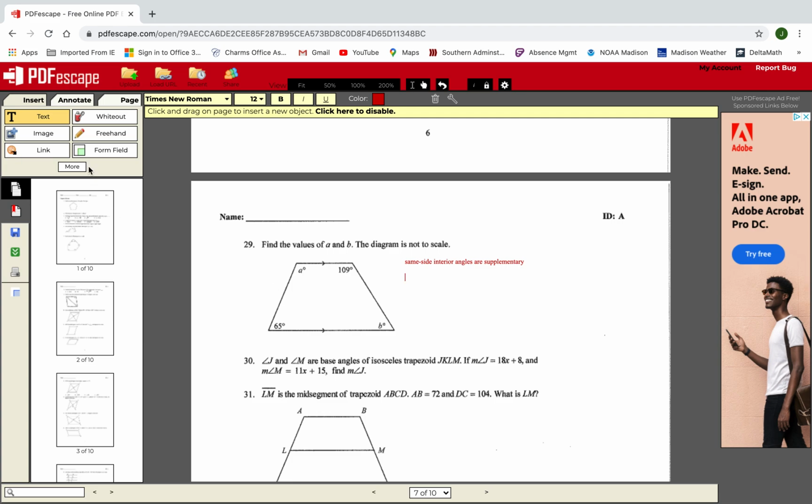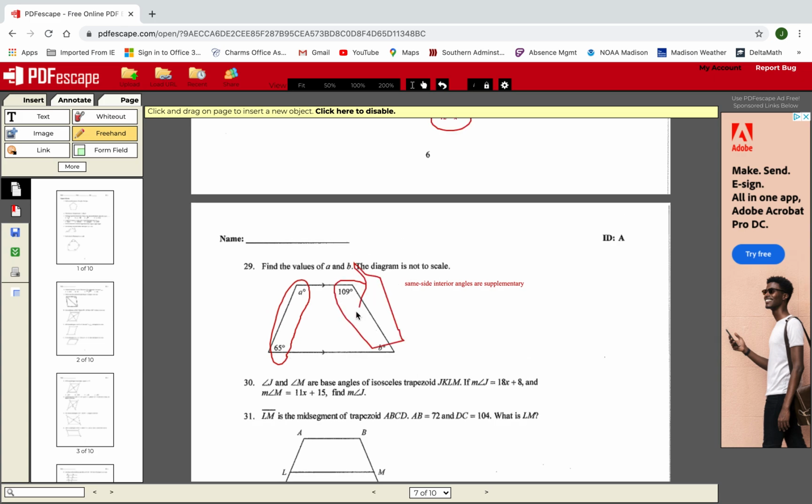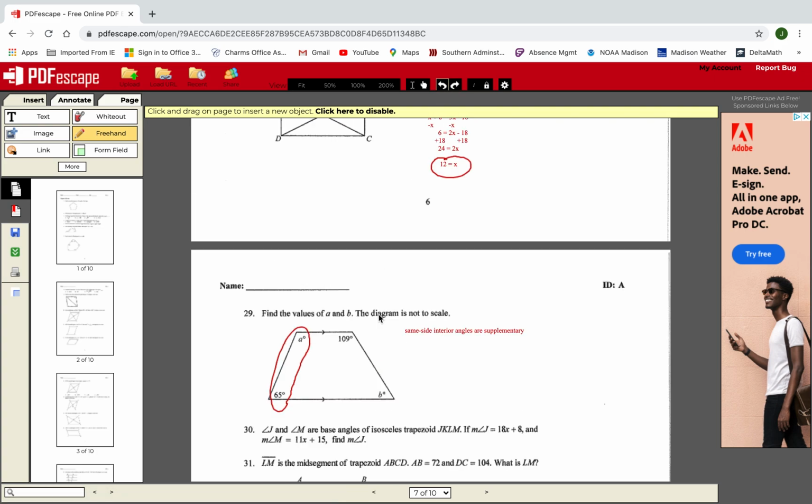Okay, so I have two sets of same side interior angles here. A and 65 are same side interior, and B and 109 are same side interior. So I can set up equations that say 65 plus A equals 180, and another equation that says 109 plus B equals 180, and solve for both.